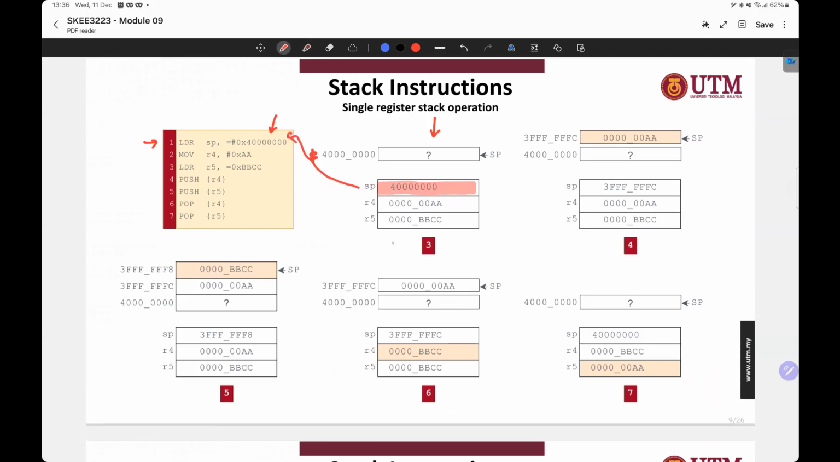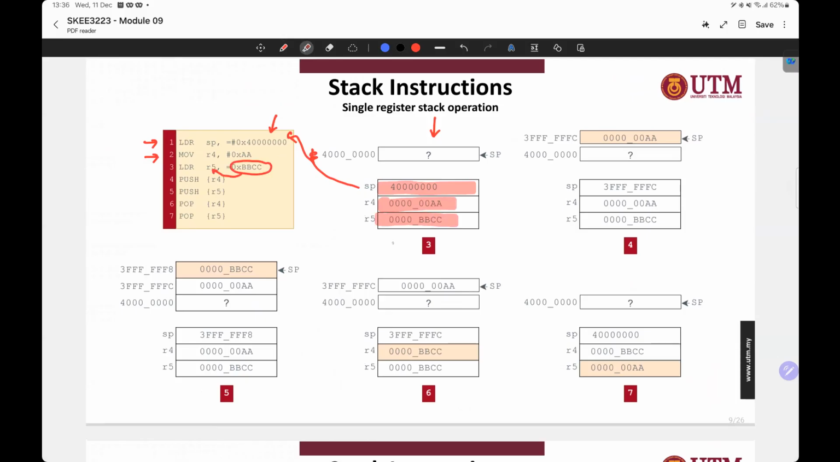Then we look at the second instruction, MOV R4, #0xAA. So you can see R4 now has a value of 0xAA. Then on the third instruction, LDR R5, =0xBBCC. What happens? You're going to load this number into R5. See here, that's why R5 now has this value.